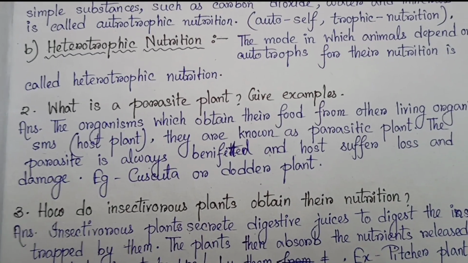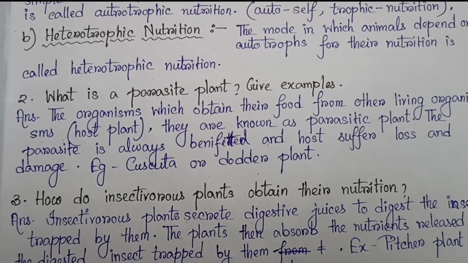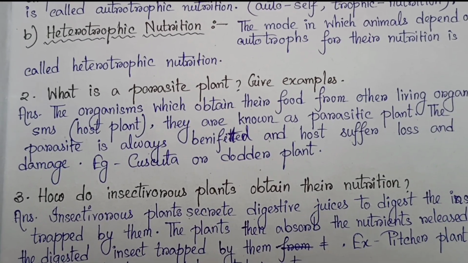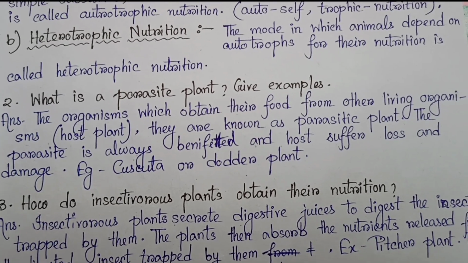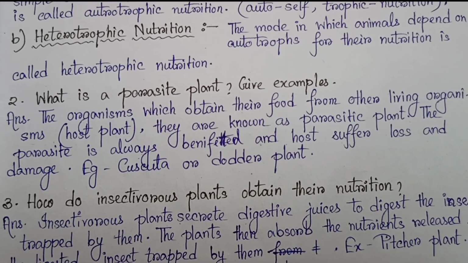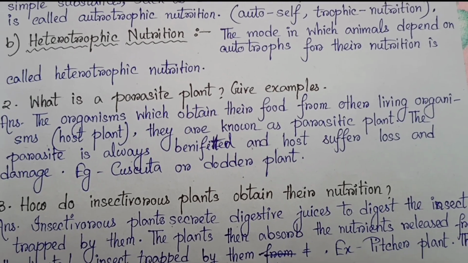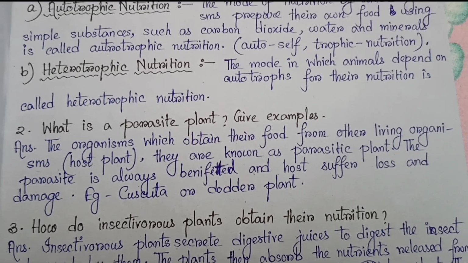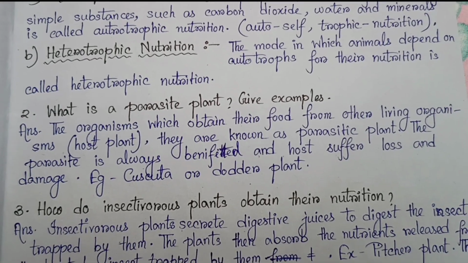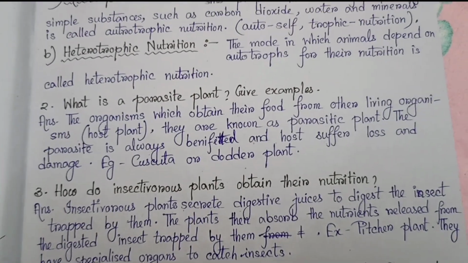Number 2, what is a parasite plant? Give examples. The organisms which obtain their food from other living organisms are known as parasitic plants. The parasite is always benefited and the host suffers loss and damage. Example, Cuscuta or dodder plant.